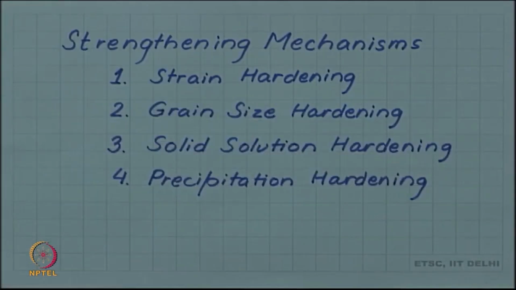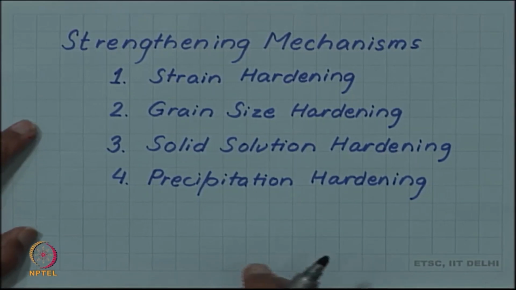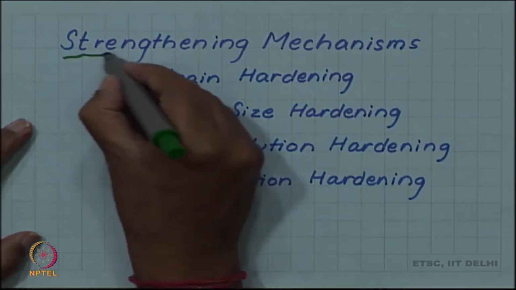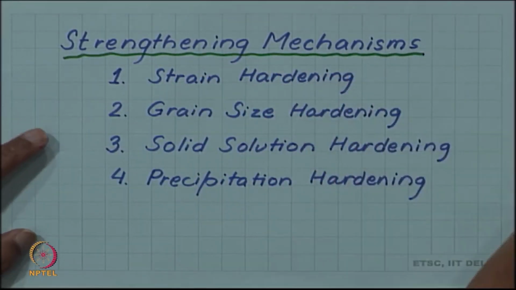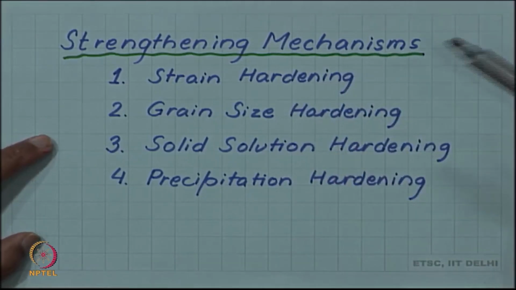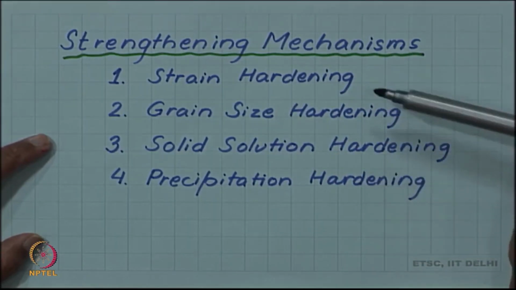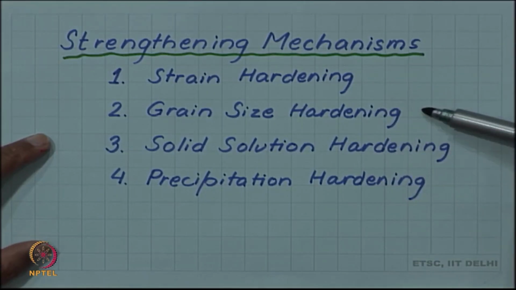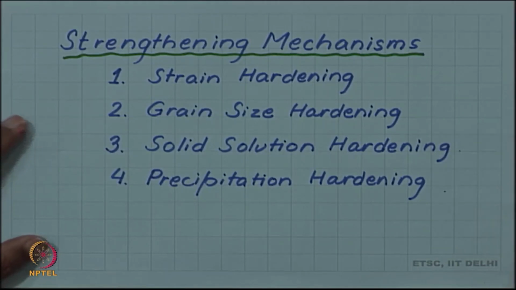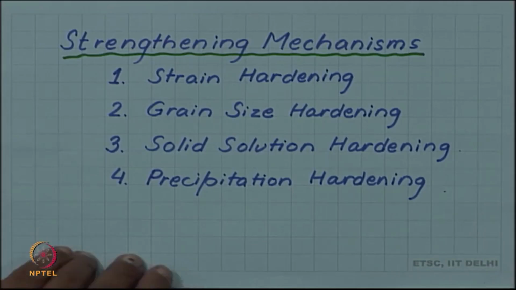So, various ways are used in engineering to achieve such kind of strengthening, and they have been labeled as strengthening mechanisms. I have listed 4 important strengthening mechanisms here: strain hardening, grain size hardening, solid solution hardening and precipitation hardening. As we go along, we will discuss these strengthening mechanisms.